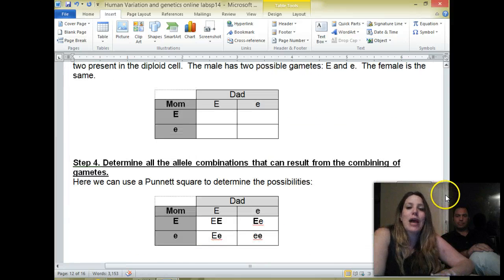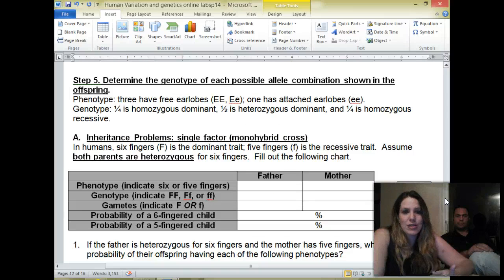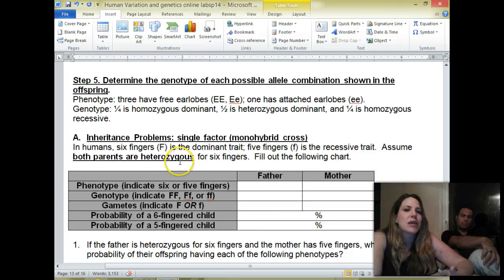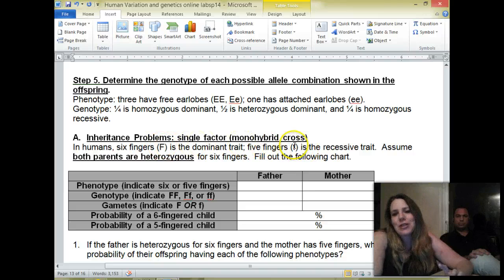Finally, the second part of the lab is just practicing genetics. These are pretty self-explanatory. If you have any questions, certainly ask me on the discussion board. In this first one, you're assuming that both parents are heterozygous for 6 fingers, so they both have 6 fingers. In this case, 6 fingers, big F, is dominant to 5 fingers, little f. And you fill out the chart. For phenotype, we're both 6 fingers, so dad is 6, mom is 6. Genotype, well, it says we're both heterozygous, so dad would be big F, little f, and mom would be big F, little f.